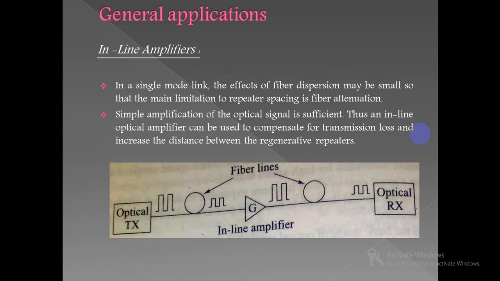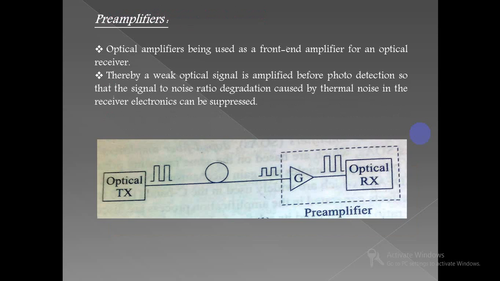First application is the inline amplifier. An inline optical amplifier can be used to compensate for transmission loss and increase the distance between regenerative repeaters. And this is the block diagram of an inline amplifier.